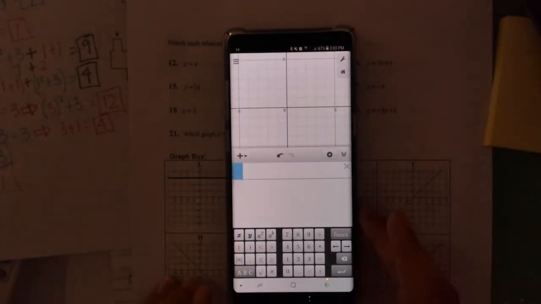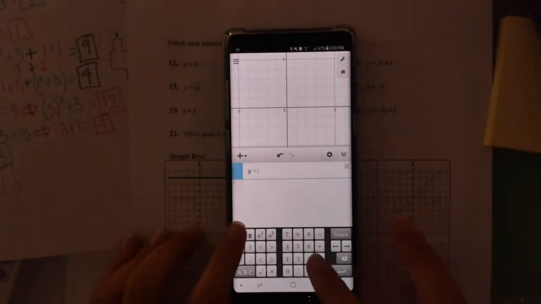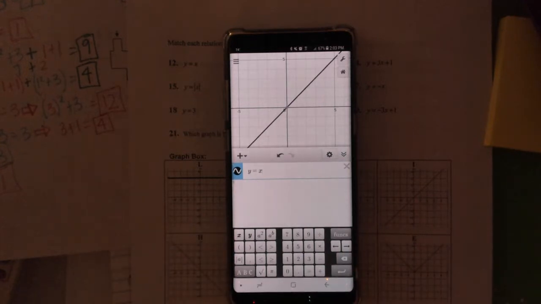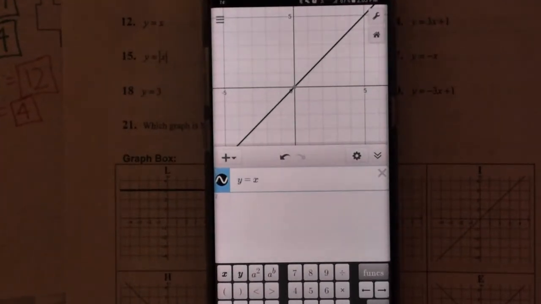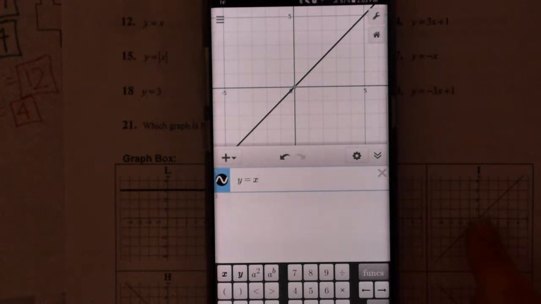Is everybody ready? So we're starting with y equals x. What does that look like? It looks like a line. It is I. So beside number 12, write I. So how do you know that's I? Because this matches the paper, genius.